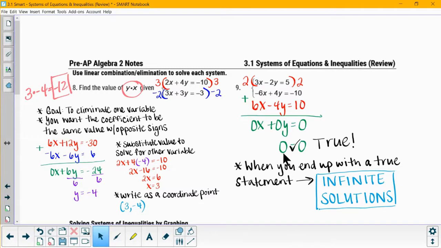It does not have to be 0 equals 0. It could be 5 equals 5. It could be 10 equals 10 or 2 equals 2. As long as it is a true statement, you will have infinite solutions.